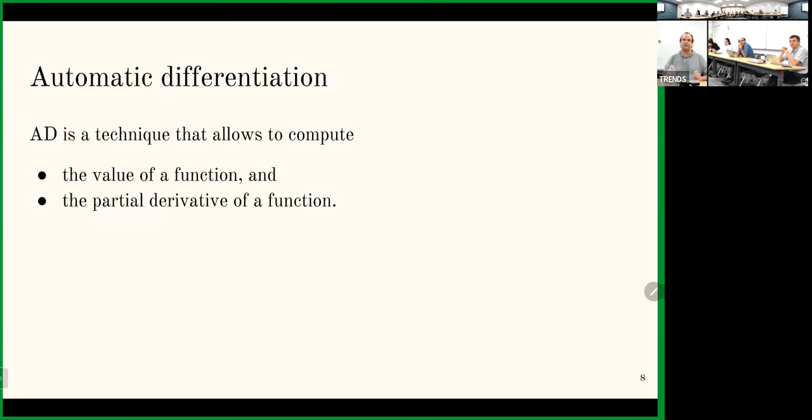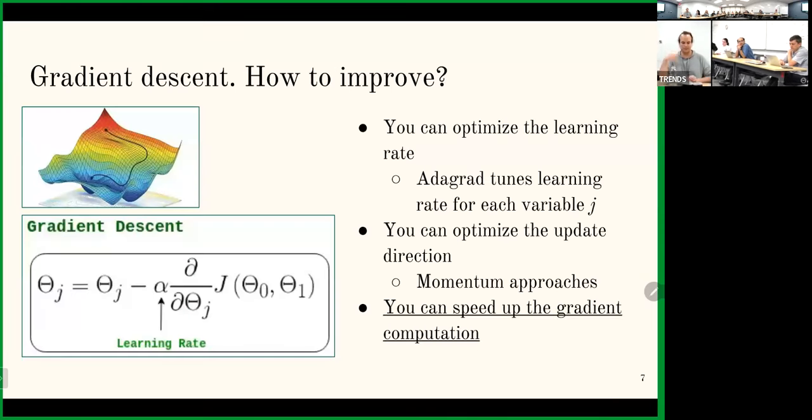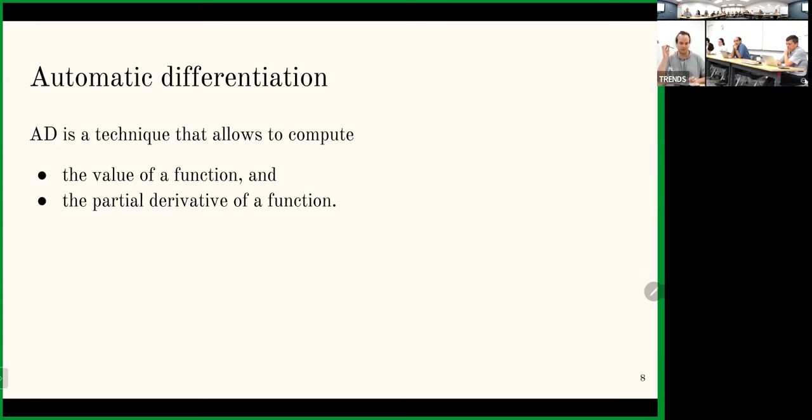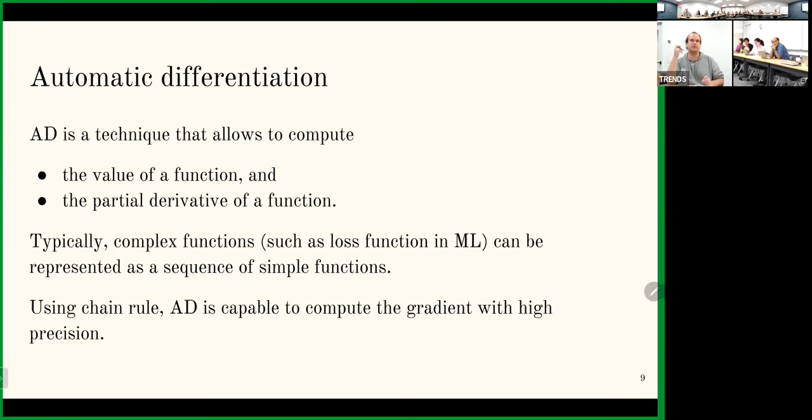But before we get to that, how do we use gradients in machine learning in the first place? So you get the idea, they are used in gradient descent. How do we calculate them? For that, we have automatic differentiation. It's a technique which allows you to calculate in general the value of some function and a gradient of it. And it relies on the fact that complex functions like loss function in machine learning can be represented as a series of simpler functions for which you know the derivatives. And so if you apply chain rule to your complex function, you may actually find the gradient with high precision. That's what automatic differentiation is doing.